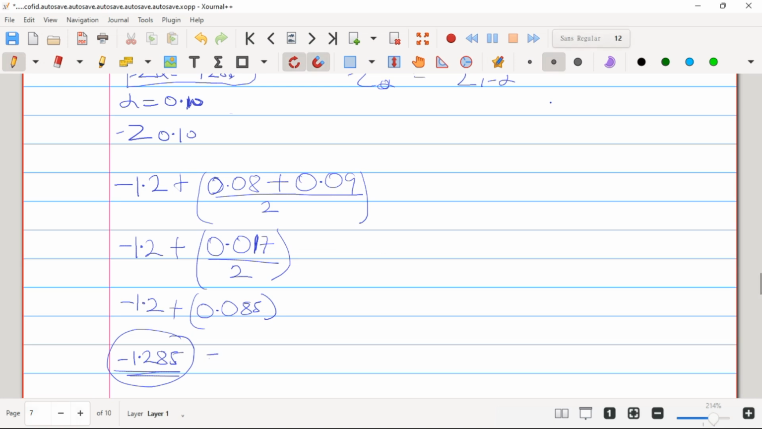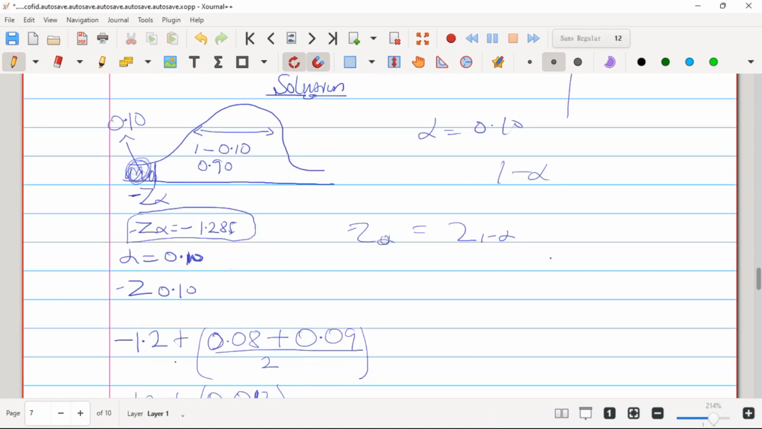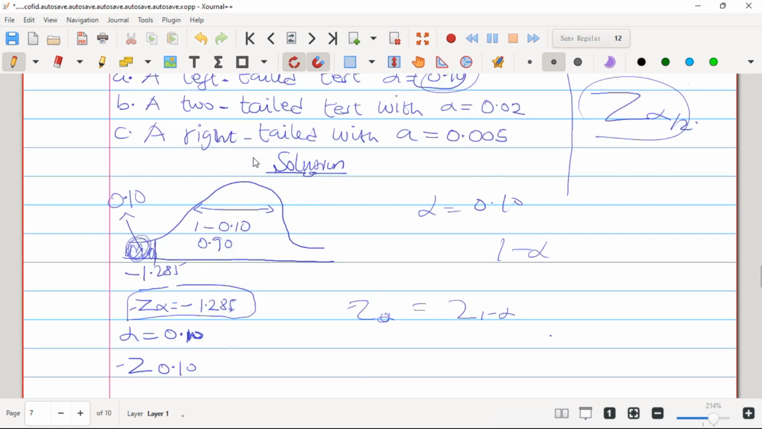This is equal to negative z subscript alpha. So when we come to the table here, we are just going to replace the negative z subscript alpha with negative 1.285. So here we are just going to clean this one and then write negative 1.285. So this is how you are going to find your left tail test when our alpha is given at 0.10. So let's go to our next question.